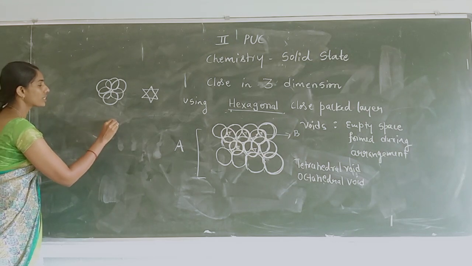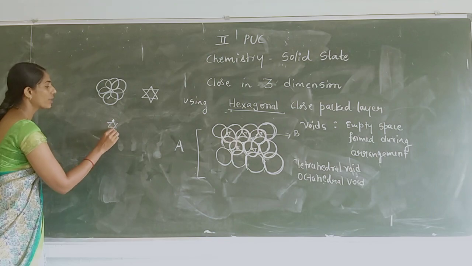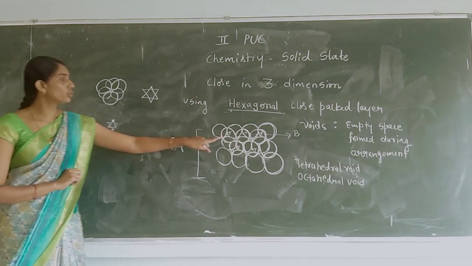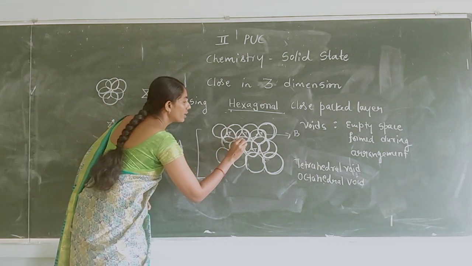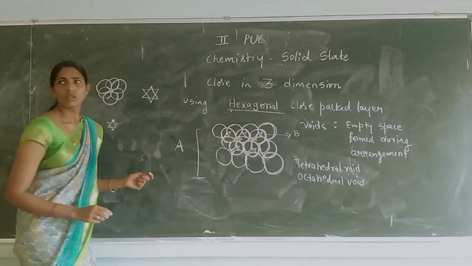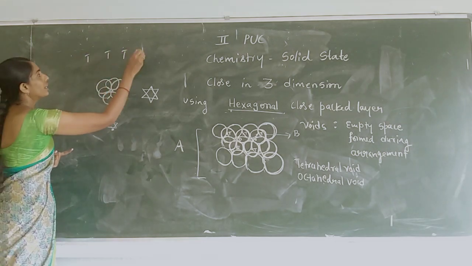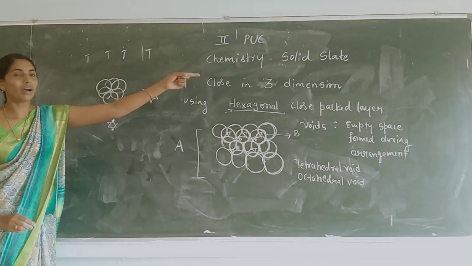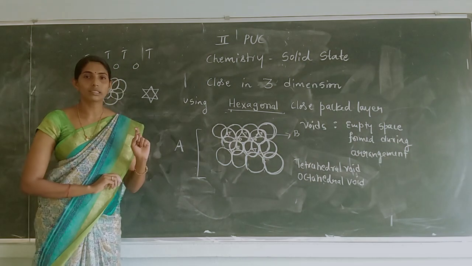Okay, the first layer is three spheres which have the apex upward. The second layer is three spheres which have the apex downward. So that gives you what? Octahedral void. So here octahedral void is generated. So in one layer tetrahedral voids continue, and in the middle octahedral void formation continues.